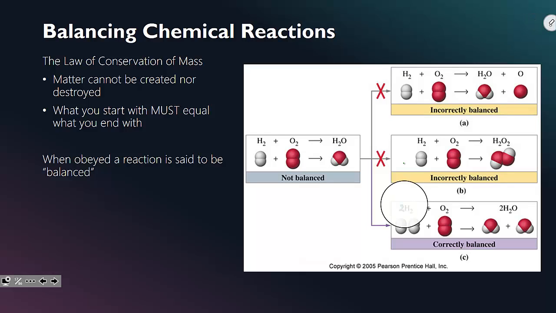If I need to end up with 2 oxygens, if I put a 2 in front of water, that tells me I have 2 oxygens and 4 hydrogens. So for every oxygen, it must take 2 hydrogen molecules to balance it out. So balancing, we are going to use coefficients to balance them.